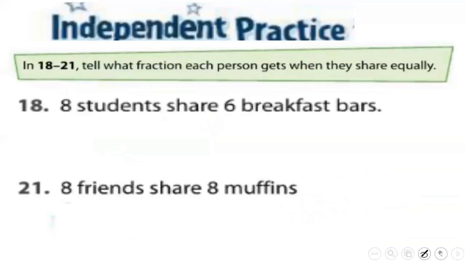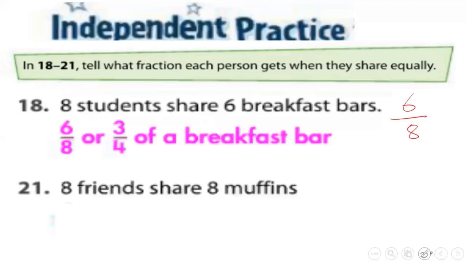Number 20. 8 students share 6 breakfast bars. And number 21, 8 friends share 8 muffins. I told you to distribute the bar over the person, not the opposite. Okay, so I can write 8 over 6 or 6 over 8. Yes, 6 divided by 8, Mr. Oli. Okay, so check the answer here.